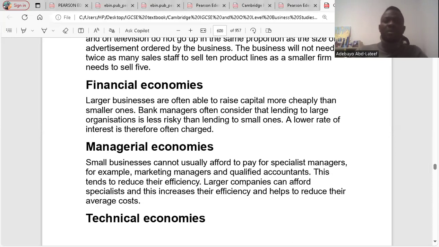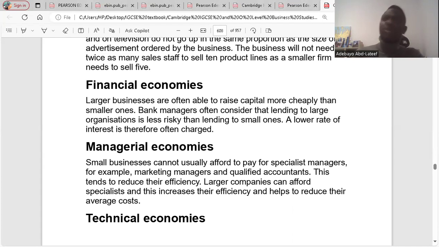For financial economies of scale, it said larger businesses are often able to raise capital more cheaply than smaller ones. Bank managers often consider that lending to a large organization is less risky than lending to small ones. A lower rate of interest is therefore often charged. So for financial economies of scale, because you are a big firm, you are successful. Banks want to transact with you. Banks want to entice you with low interest rates so that you can borrow from them. They know you're going to pay back.